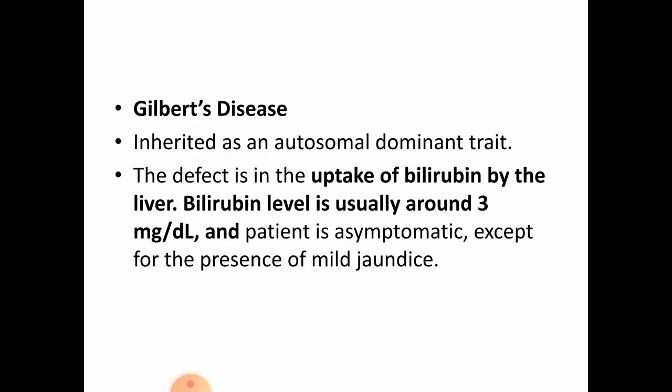Next hyperbilirubinemia is Gilbert's disease. Gilbert's disease is an inherited autosomal dominant trait, and it is a defect in uptake of bilirubin by the liver. Bilirubin level is usually around 3 mg per dl, and the patient is asymptomatic except for having mild symptoms of mild jaundice.